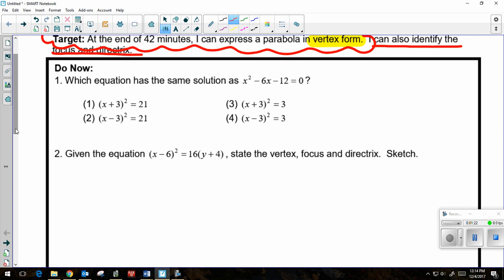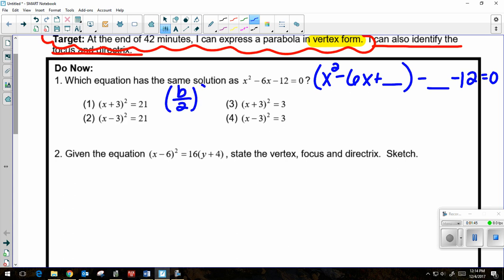Number 1 says, which equation has the same solution as x squared minus 6x minus 12 equals 0? So we're going to complete the square in order to do that. When we complete the square, I set up 2 blank spaces, a plus blank that goes inside, and a minus blank that goes outside. In order to find what goes in the blank spaces, it's going to be b over 2 squared.